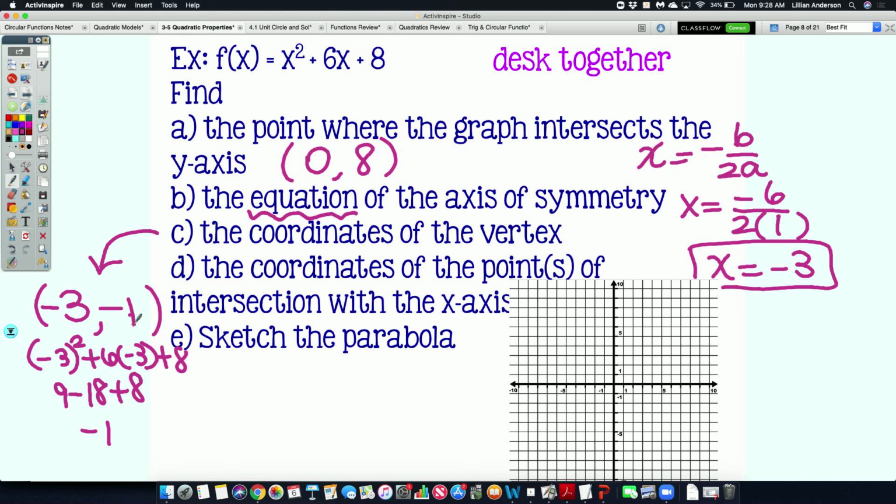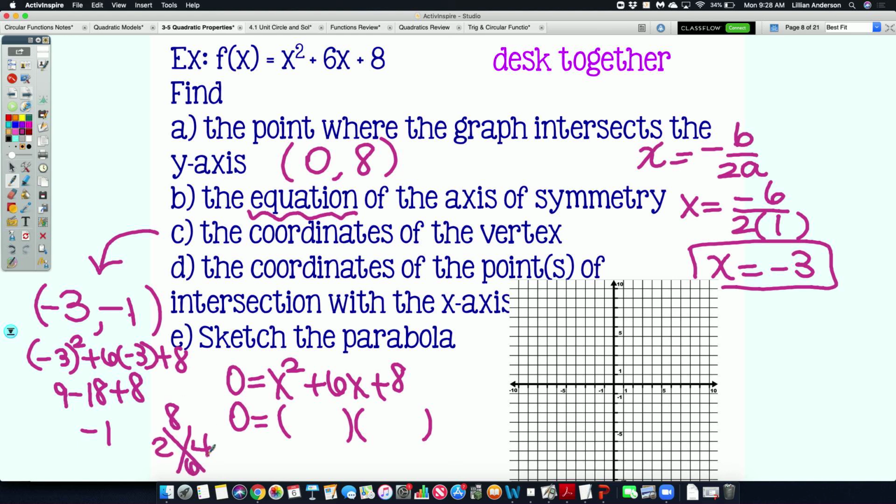Okay? How do I find my x-intercepts? You have y equals 0. Y equals 0, okay? What do I need to do to this? I need to factor. You factor to find your x-intercepts, to find your roots, to find your solutions. What two numbers multiply to get 8 and add to get 6? 4 and 2, both positive. So that's x plus 2, x plus 4.